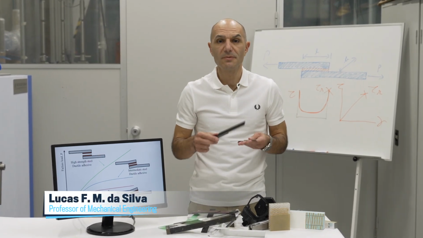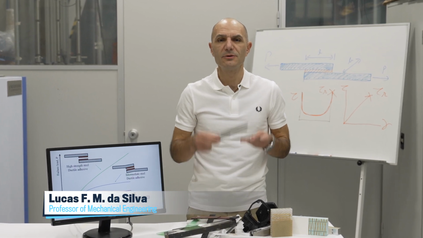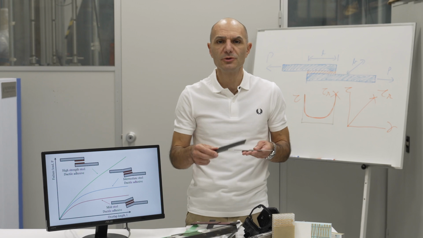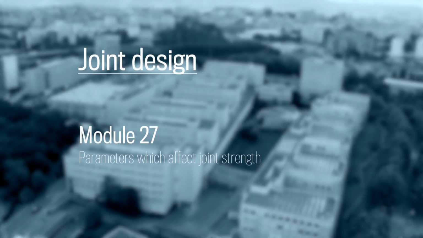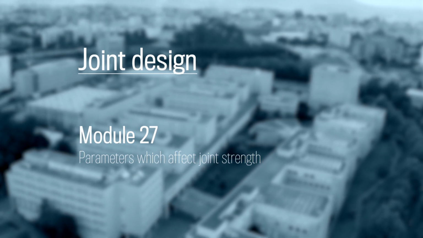Now that we understand the joint mechanics, we can discuss in more detail the parameters that affect joint strength in Module 27. So now we know how to design a joint. We can use analytical models, we can use more sophisticated tools such as finite element analysis, in particular cohesive zone elements. But let's go back and try to understand now which parameters affect the joint strength, the overlap especially, and what happens when you use mild steel or high strength steel or composite materials.